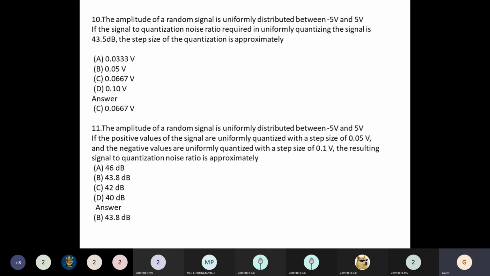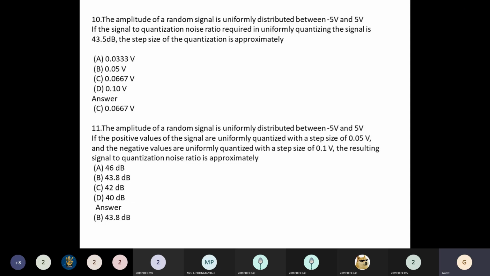So what are ASK, FSK, PSK and QPSK? Amplitude shift keying, then frequency shift keying and phase shift keying. The advanced version of phase shift keying is QPSK, quadrature phase shift keying. So in the next session, we'll see in detail about shift keying methods and the problems in shift keying.